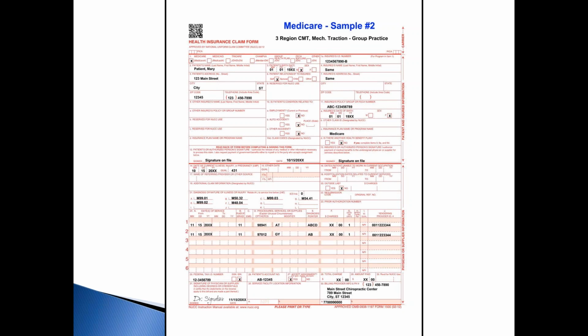Let me give you another example. Here's a Medicare example with a 98941. So 98941 AT, that's active treatment for Medicare. Where is that pointing? 98941. What am I linking that with? Which diagnosis codes? Well, according to this claim, A, B, C, D.